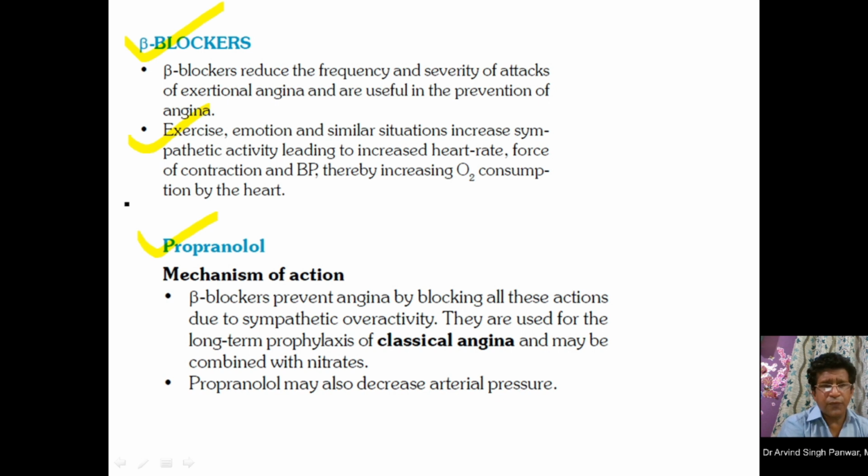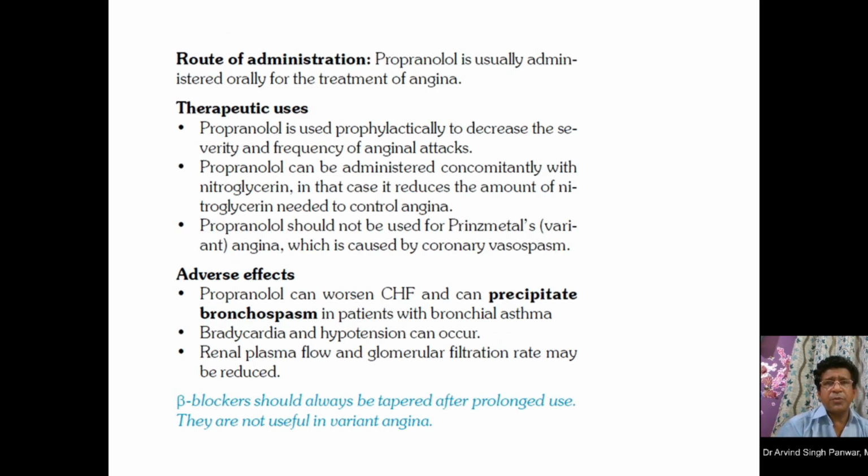They are used for the long-term prophylaxis of classical angina and may be combined with nitrates. Propranolol may also decrease arterial pressure. Route of administration: propranolol is usually administered orally for the treatment of angina. Therapeutic use: propranolol is used prophylactically to decrease the severity and frequency of anginal attacks. Propranolol can be administered concomitantly with nitroglycerin. In that case, it reduces the amount of nitroglycerin needed to control angina.